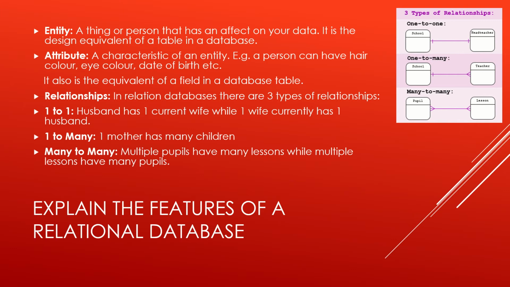Relationships. In relation databases, there are three types of relationships. One-to-one: a husband has one current wife, while one wife currently has one husband. One-to-many: one mother has many children. Many-to-many: multiple pupils have many lessons, while multiple lessons have many pupils.